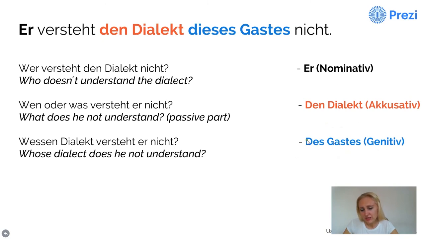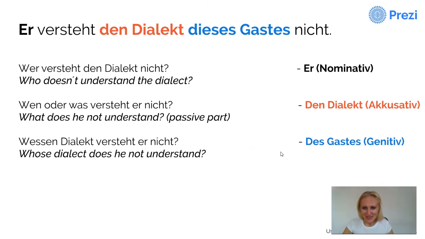Des Gastes or dieses Gastes would be with the demonstrative pronoun. This is with the definite article, des Gastes. Der Gast is the guest. It just has one syllable, der Gast, so we add an es at the end. Okay, des Gastes. Now in the genitive we have to add the es. Okay. So here, just to remember, wessen means whose, and we are asking about the possession. Who owns the dialect? Whose dialect is it? Right, and the guest's dialect.